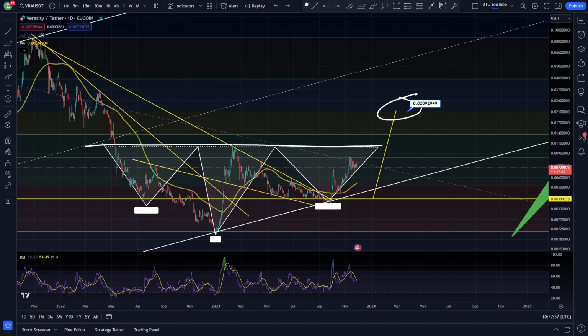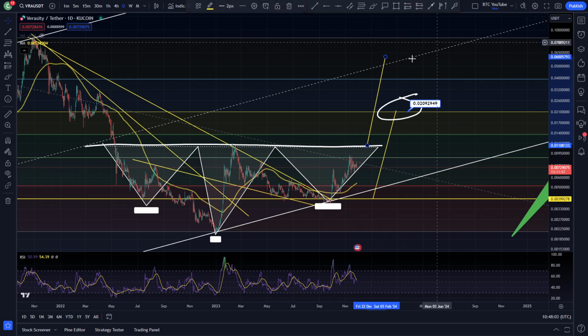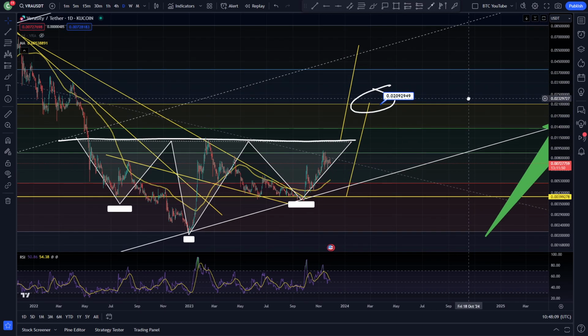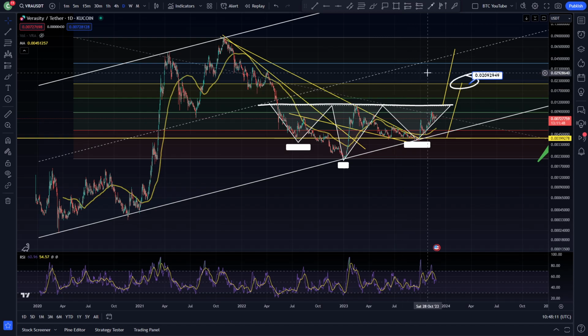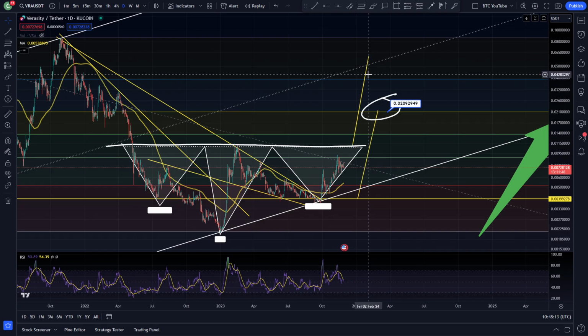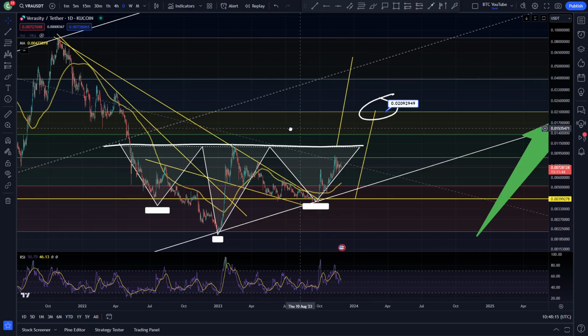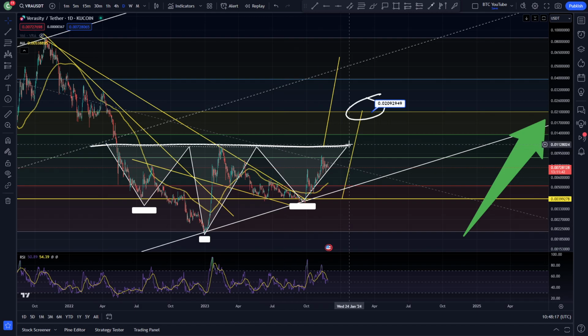But obviously the technical target for the head and shoulders would be even more significant if we broke from this neckline here. We'd be heading up to around 5 or 6 cents for Verasity, which would be a really nice little, almost 10x pump from the current price back towards the all-time high, which would be absolutely fantastic to see, wouldn't it? So something that I might maybe leave on the charts for a few days, see what people think.